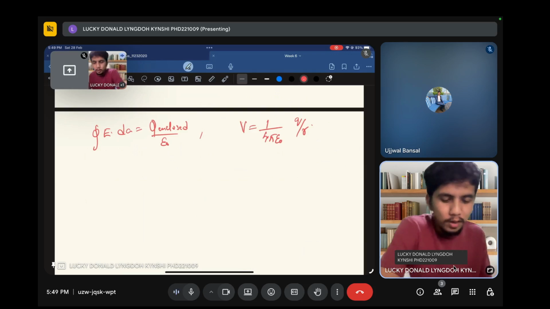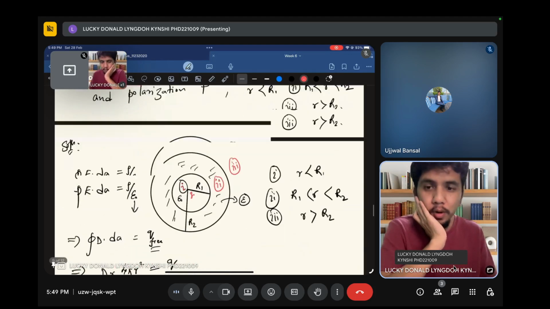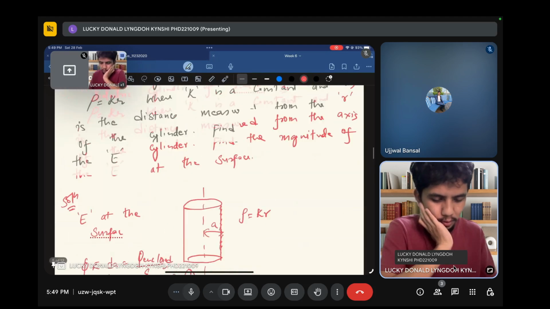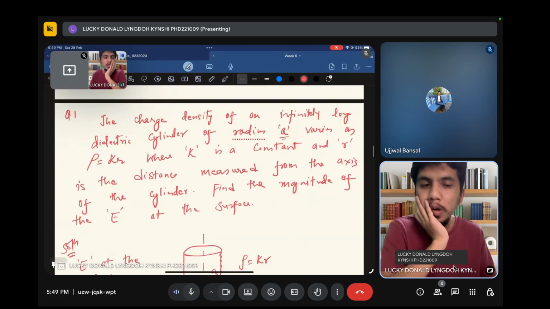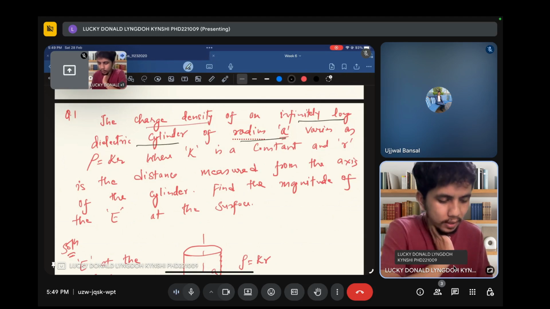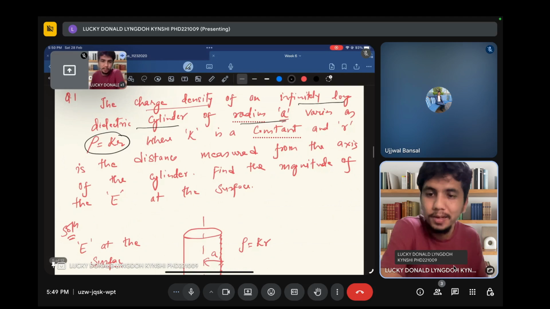For those who just joined, let me repeat it because I think it is important. Look at question number one. It is given that the charge density of an infinitely long dielectric cylinder of radius a varies as kr, where k is a constant and r is the distance measured from the axis of the cylinder. Find the magnitude of E at the surface, that means the electric field.